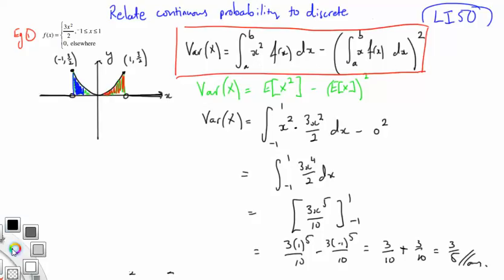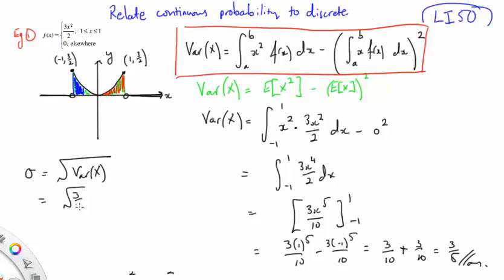Finally, how do we get standard deviation, sigma? Well, that's the square root of our variance, as we know. So we square root 3/5, and there's our sigma.